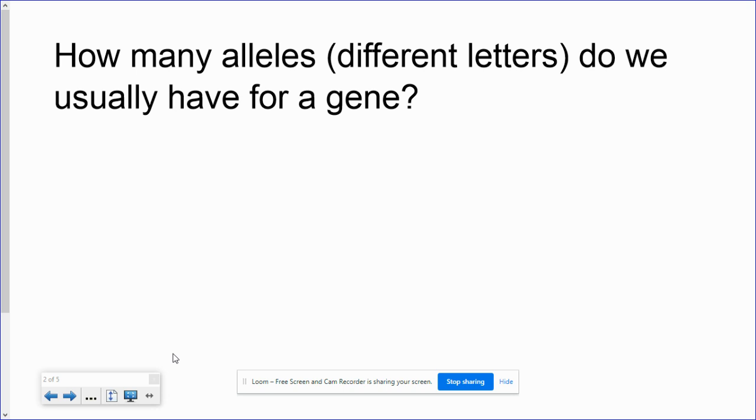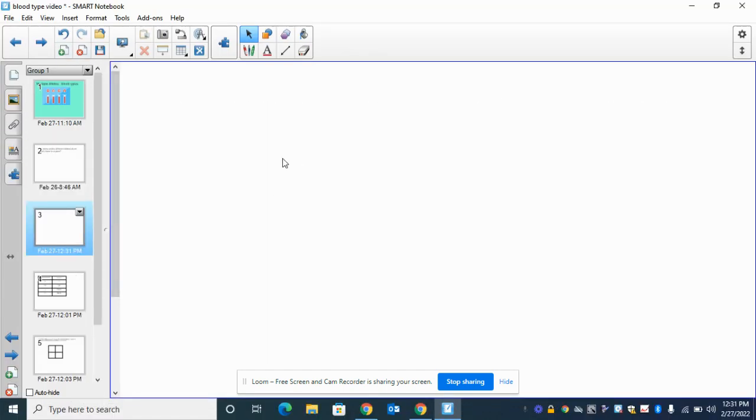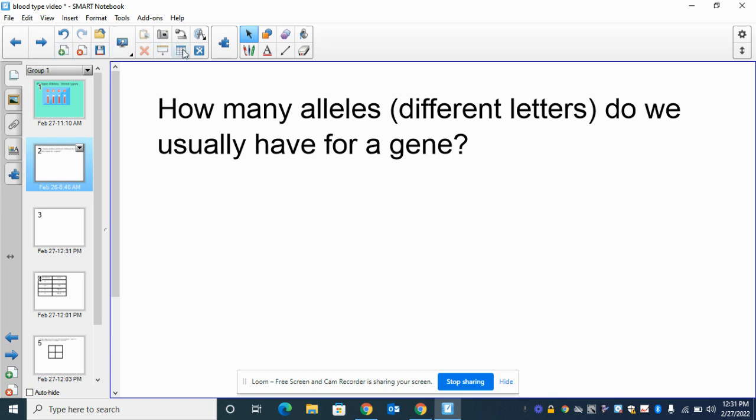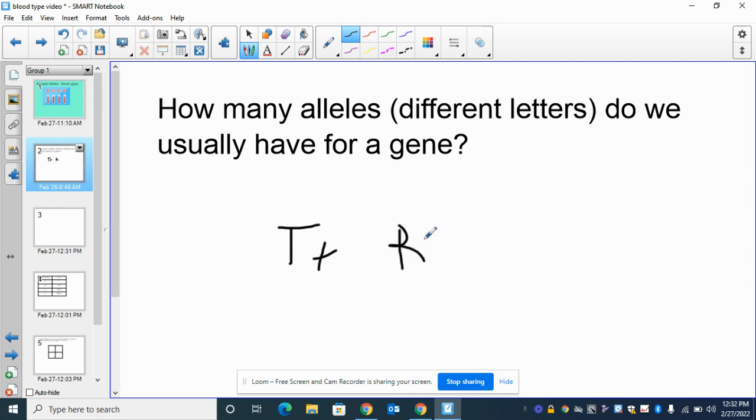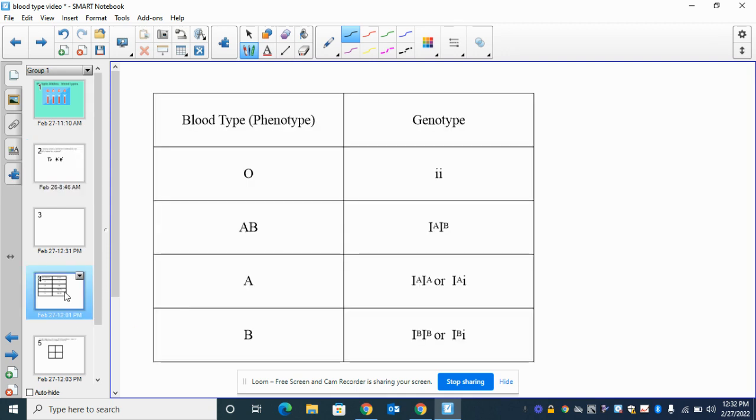So the question says, how many alleles do we usually have? Like, how many different letters or different forms of a gene do we usually have for one single gene? And the answer is we usually have just two. For example, we may have a capital T, we may have a lowercase t. We may have maybe an R1 or maybe an R2. But really, there's only been two alleles for every single gene. Well, when we have blood type, that's going to be different.